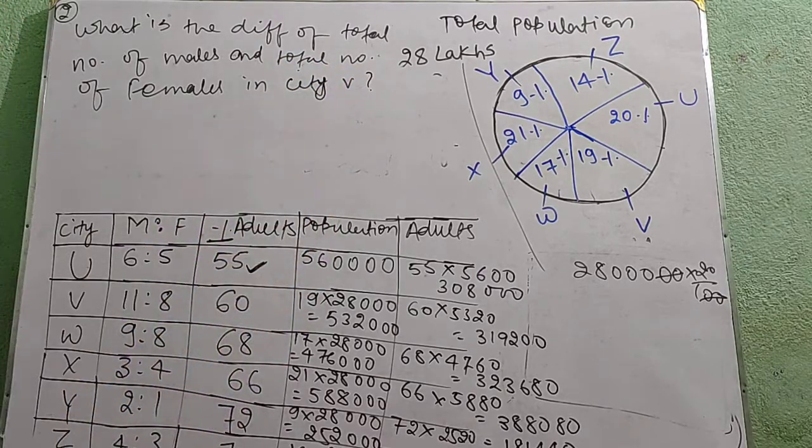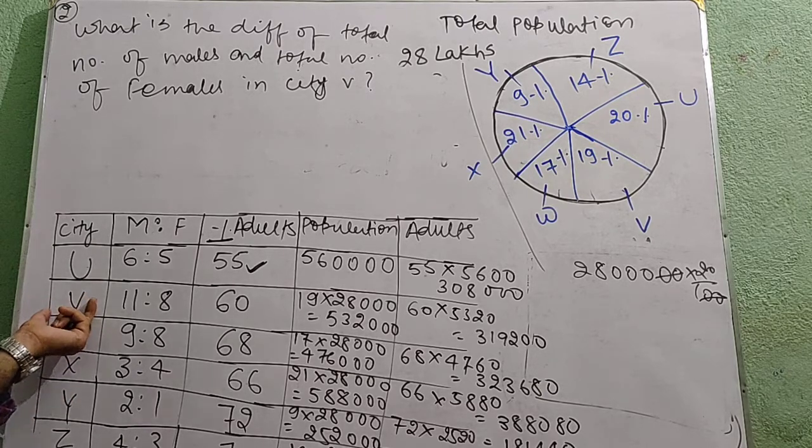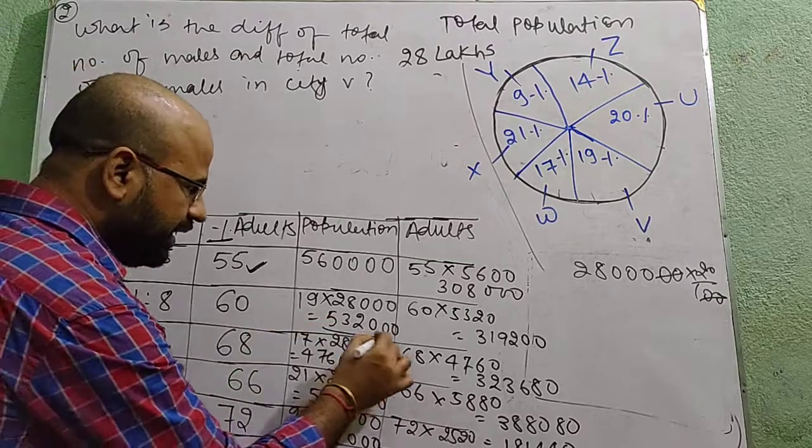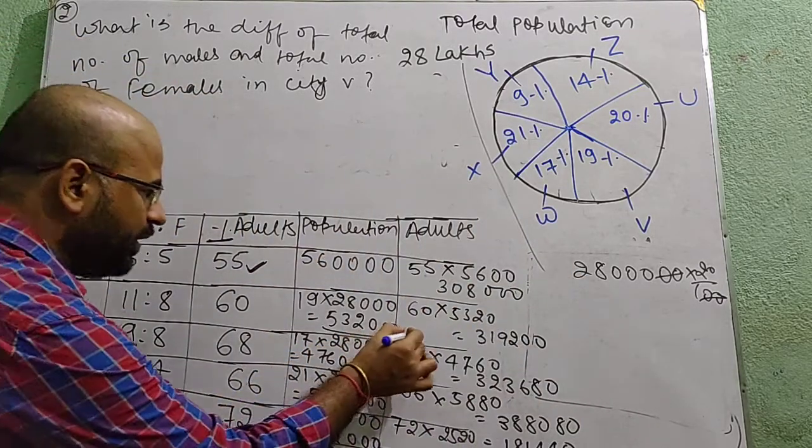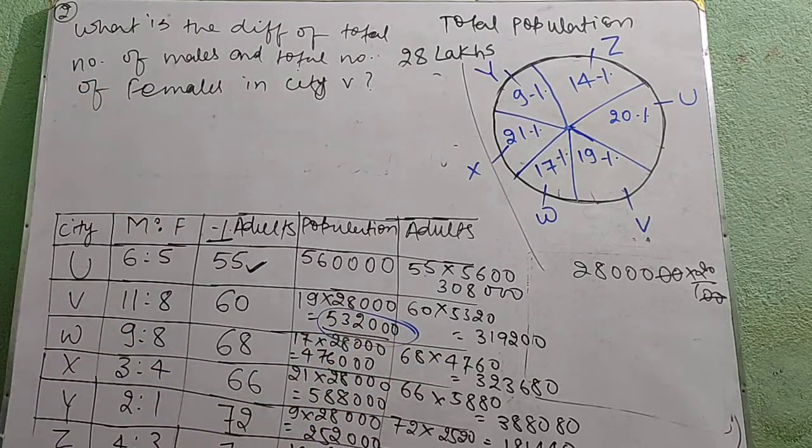Okay. See here. First of all, you see the population of city V is 532,000. Now the question is: what is the difference between male and female? The ratio is 11:8.